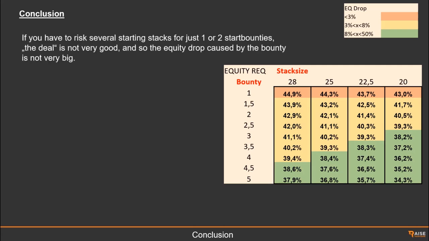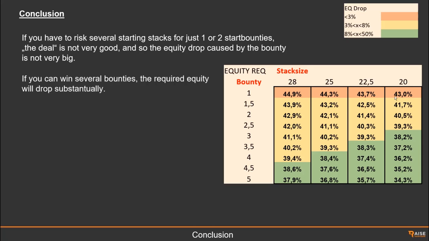So the first conclusion is that if you have to risk several starting stacks to win just 1 or 2 starting bounties, the deal is not very good. And so the equity drop caused by the bounty is not very big. So if you're looking at this table again, if you can only win very little bounties, but you have to risk, for example, here 2 starting stacks to win 1 starting bounty, then the deal is not very good and the equity drop is not very big.